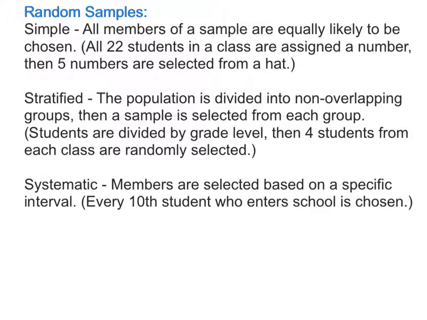In a systematic random sample, we choose people to be in the sample based on a specific interval. So my best example here is someone stands at the door and every 10th student that walks in is selected to be part of the sample. So those are examples of how the samples can be randomly selected. Take a moment and pause the video to copy this information down before we move on.